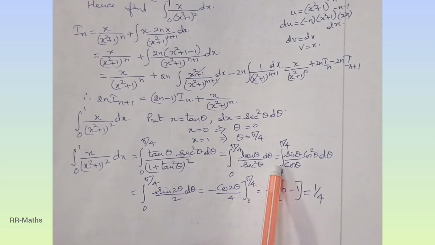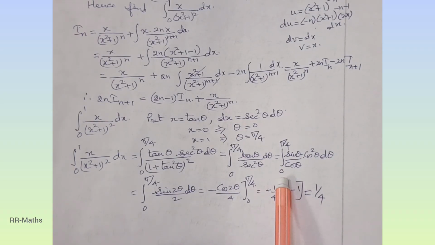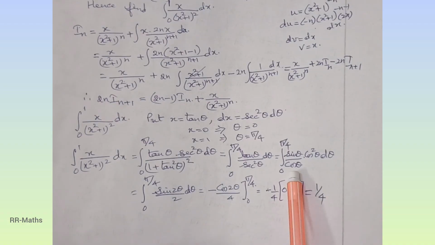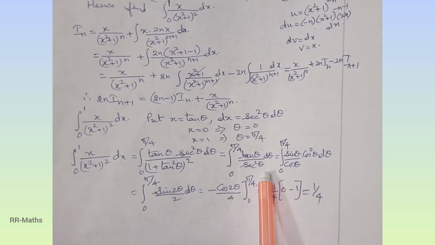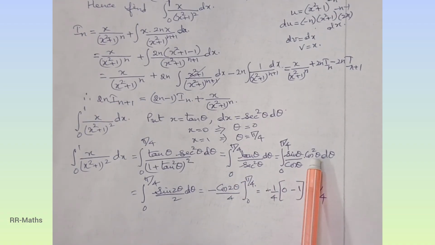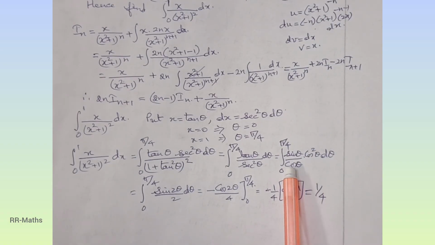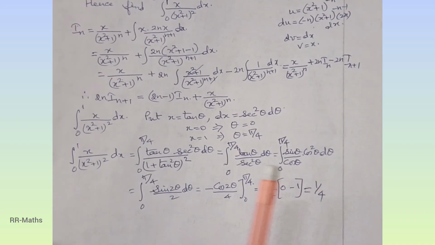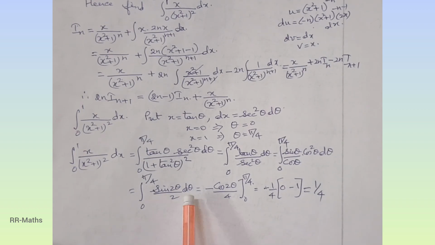Now convert this in terms of sine and cos. So you get 0 to pi by 4. Tan theta is sine theta by cos theta, and secant square theta is 1 by cos square theta, which comes to the numerator as cos square here, and one cos theta gets cancelled. So leaving you with integral of 0 to pi by 4 of sine theta cos theta d theta, which can be rewritten as integral 0 to pi by 4 of sine 2 theta divided by 2 d theta.